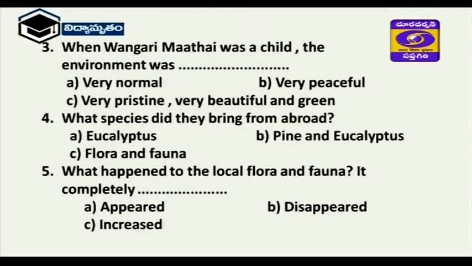The third question is, when Wangari Maathai was a child, the environment was, see, you are given three options here, very normal, very peaceful, very pristine, very beautiful and green. So, you choose the right option and write the letter. Next comes, what species did they bring from abroad? Eucalyptus, pine and eucalyptus, flora and fauna. So, amongst these three, you find the correct one and write the correct option with the letter, whether it is A or B or C. That is it. You need not write the answer. You should write the letter of the correct option.